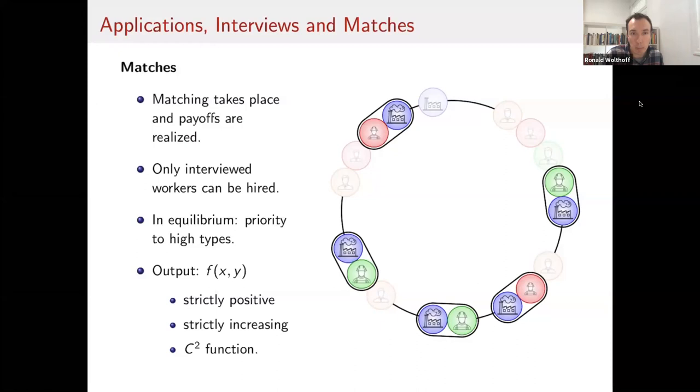So firms that have at least one high type among the interviewees are going to match with one. This firm only had low types, so it's going to hire a low type worker. And so you can see that if this firm had done more interviews, it could have been that this last worker here had been a high type, but the frictions prevent the firm from discovering that. And on output, there's going to be a standard production function f of x and y, which is strictly positive, strictly increasing, and twice differentiable.